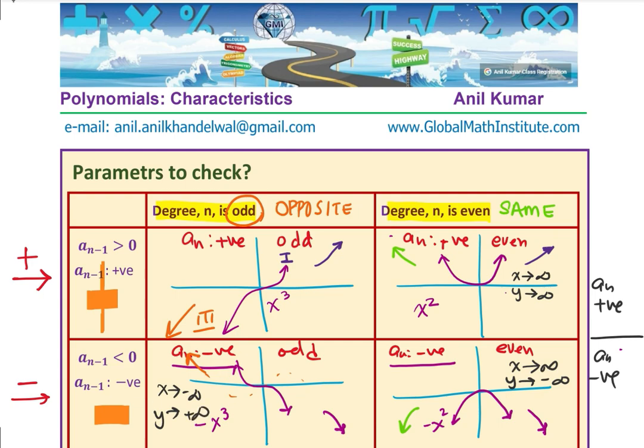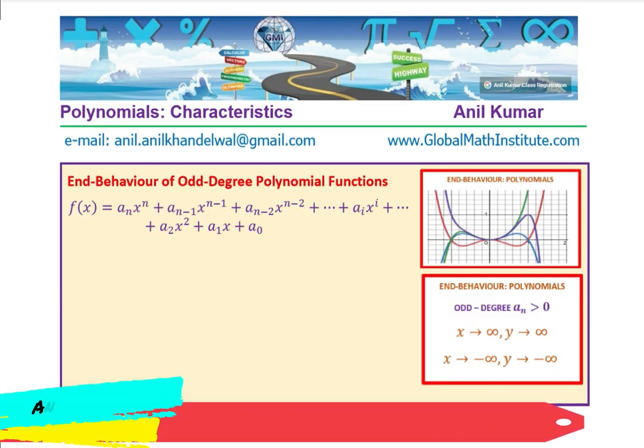But for the even degree function, if x approaches negative infinity, y also approaches negative infinity. Is that clear to you? That is what it is. And this summarizes the behavior. We'll actually explore this more for you to understand.